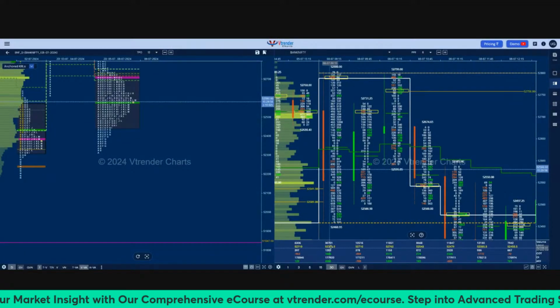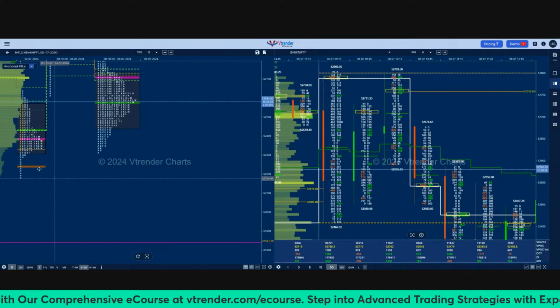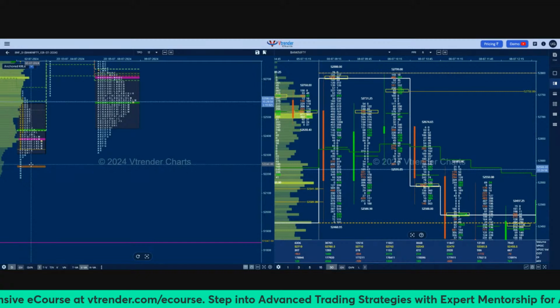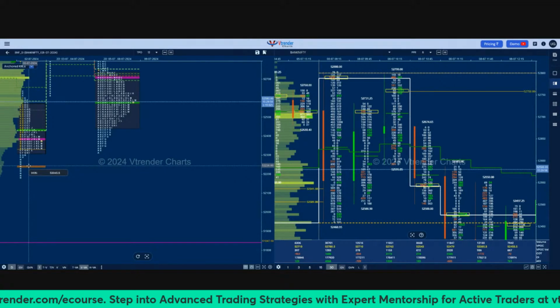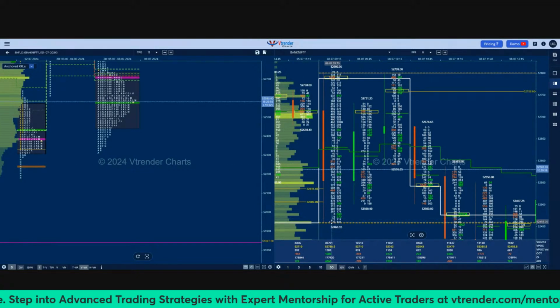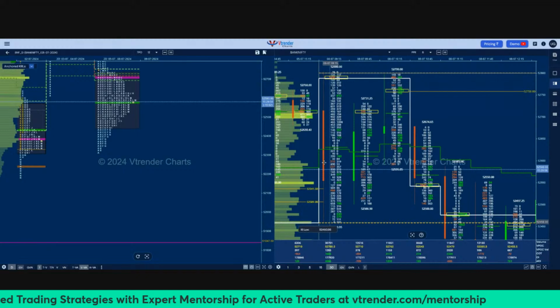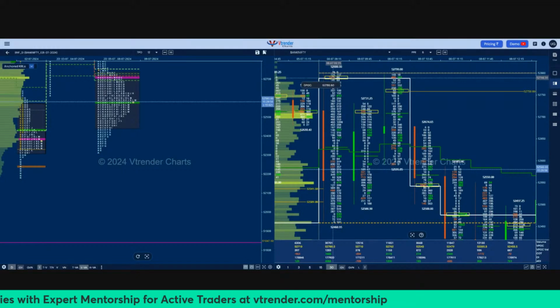You can see how 52,460, which was a HVN from Friday, was holding the lows at the open. So we took support here, and when we probed lower, we got this big seller at 52,788, and this also was the previous week's VWAP.